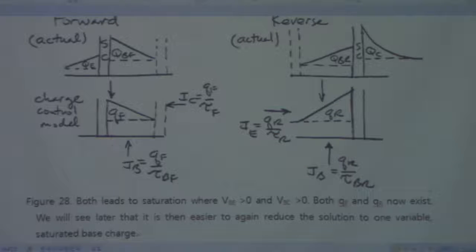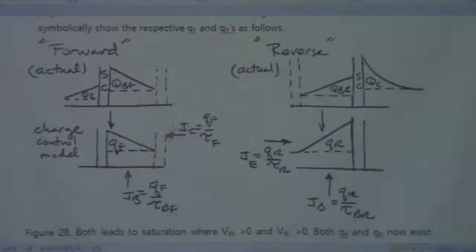and here the collector current is going to be... This, by the way, the direction of the current is just the opposite of the direction of the electron movements. Okay? So when you say current is going through this way, it means that electrons are moving from this side to this side. Okay? Now, the collector current is QF over tau F.